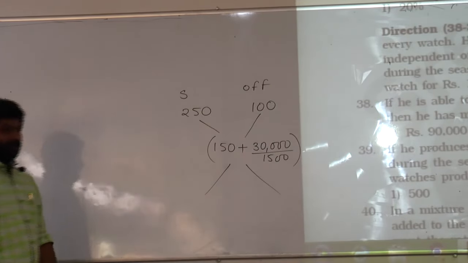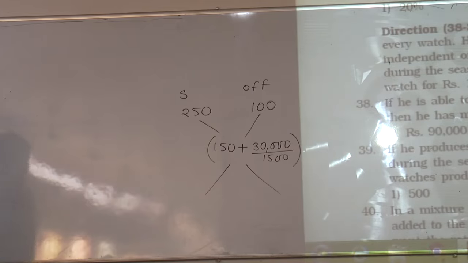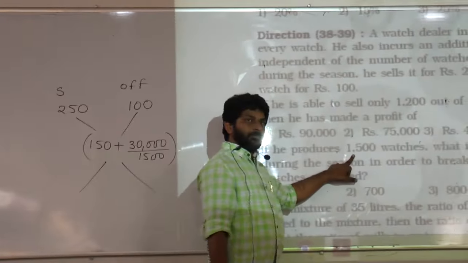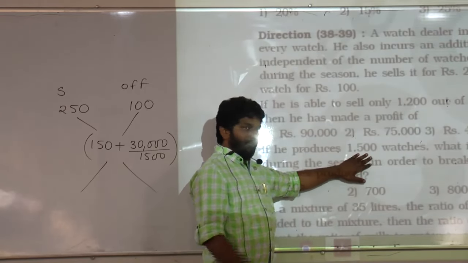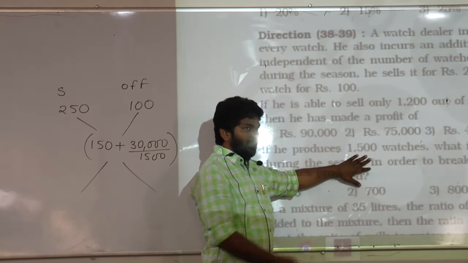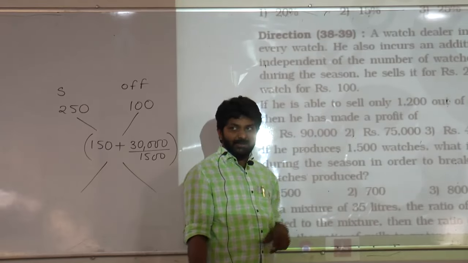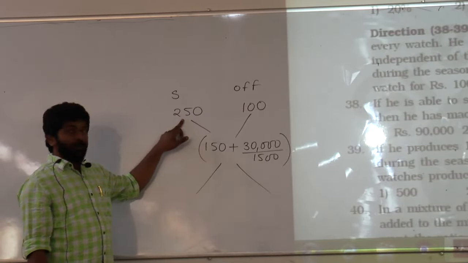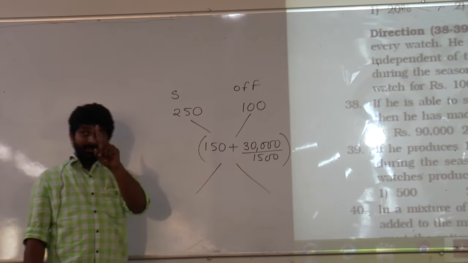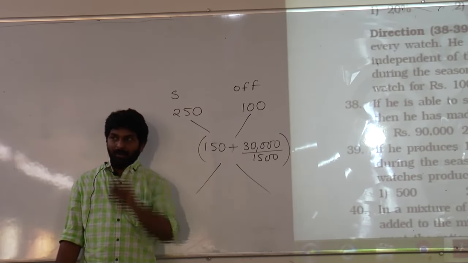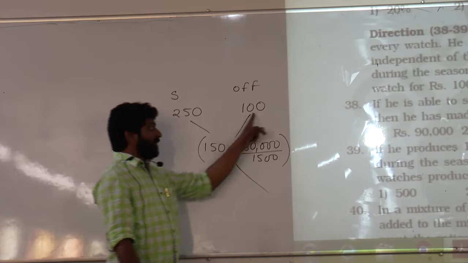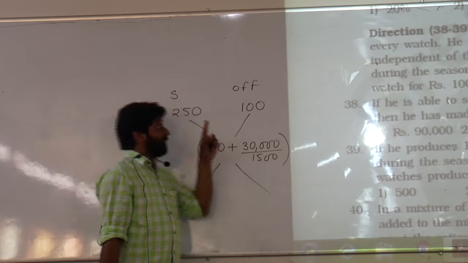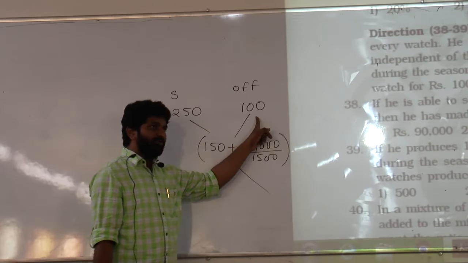Yes, what is this? What is the total cost price when you prepare 1500 watches? 1500 into 150 plus 30,000, right? What is this? 250 is the selling price of one watch, right? And this is the selling price of one watch during season and this is during off season.